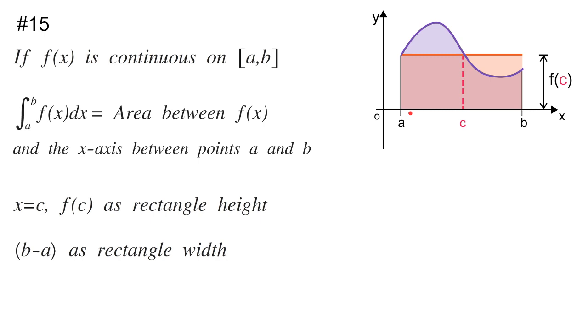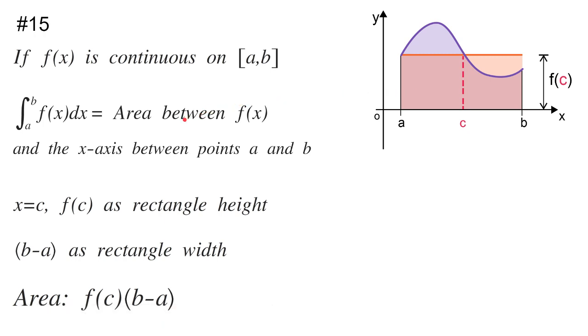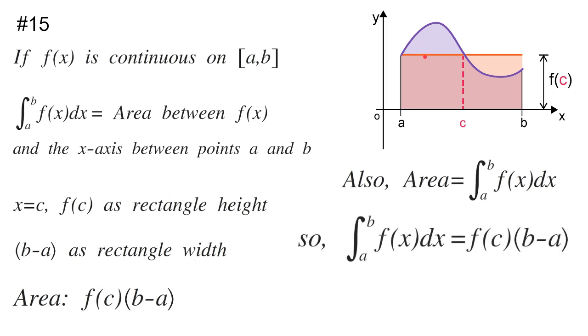So you have the point c on the interval a to b, and f of c is acting like the height of this rectangle, and b minus a is acting like the width of this rectangle. So the area of this rectangle is just f of c times b minus a. It's just the height times the width. But like we stated earlier, the area also equals the integral from a to b of f of x dx. If this area is equal to that area, we can set the equations equal to one another, and we can say that the integral from a to b of f of x dx equals f of c times b minus a.